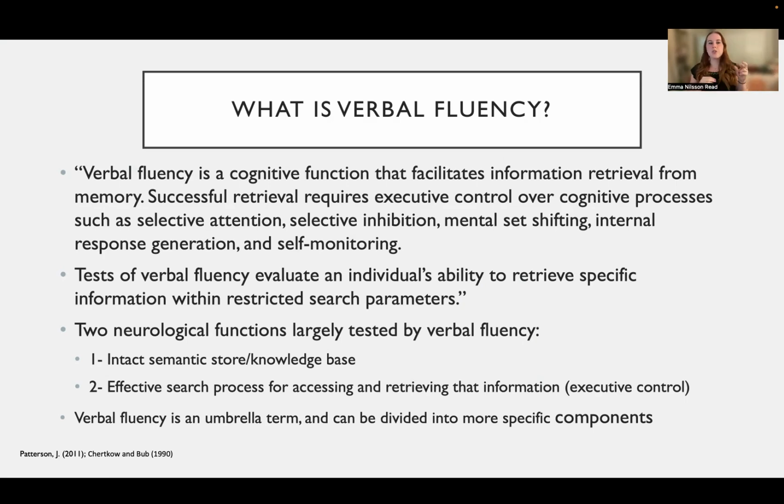As a base here, two neurological functions are largely tested by verbal fluency. The first is your semantic store, so your knowledge base of words, concepts, categories that you just have in your brain. And then the second thing that verbal fluency tests is whether or not you have an effective search process by which you can access that semantic store and retrieve that information within the bounds of a specific search.